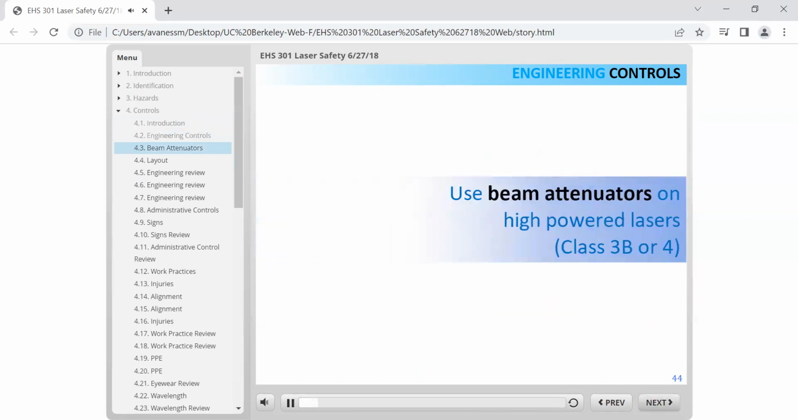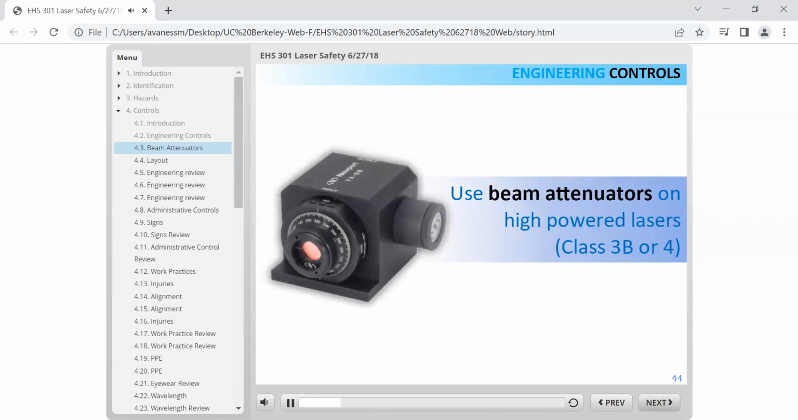Another engineering control is known as a beam attenuator. These are mechanical devices designed to decrease the power per unit area of laser beams through absorption and scattering of the beam. Because it blocks bodily access to high laser radiation levels without the need to turn off the laser, these devices are required for Class 3B and Class 4 lasers.